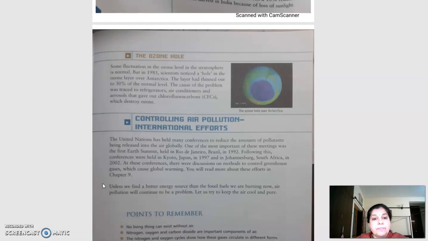So this is it. I will give you the PDF of this lesson in the next EVS class, and this time you have to draw various diagrams as homework.